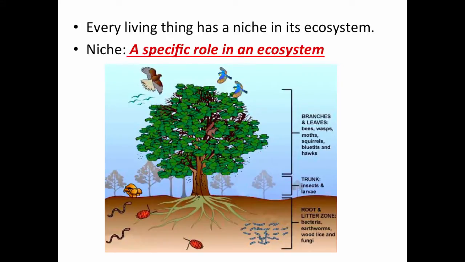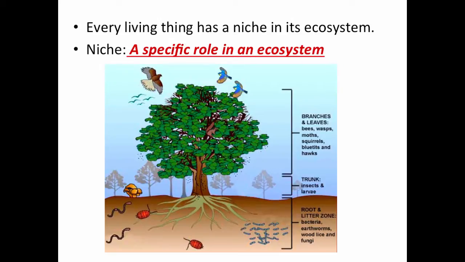Now, everything has a particular niche in an ecosystem, and the definition of niche is a specific role in that ecosystem. One of our need to knows is what is the role or roles of the organisms, and so we're going to discuss that today. A role would be its particular niche.